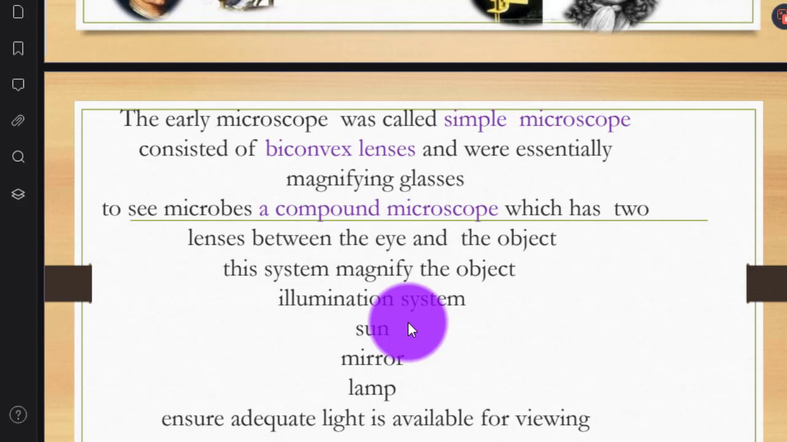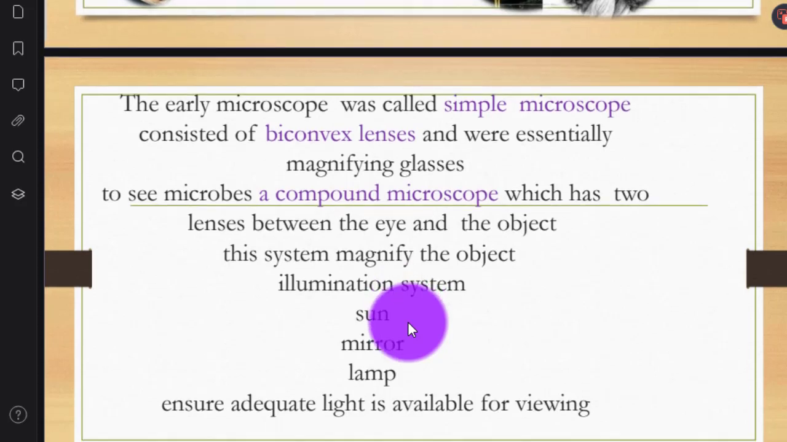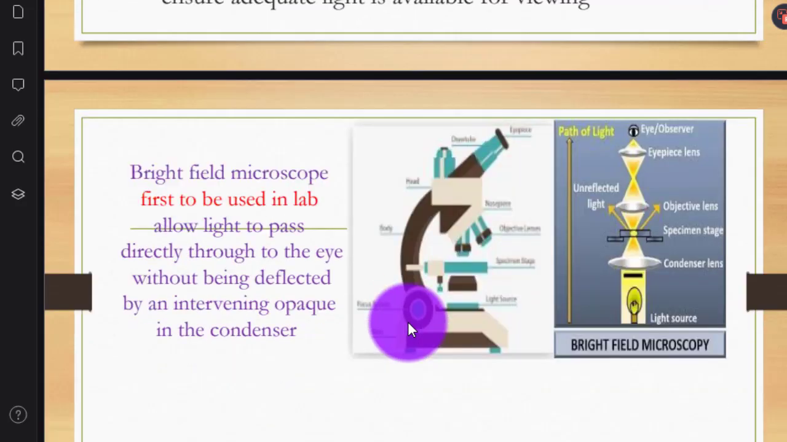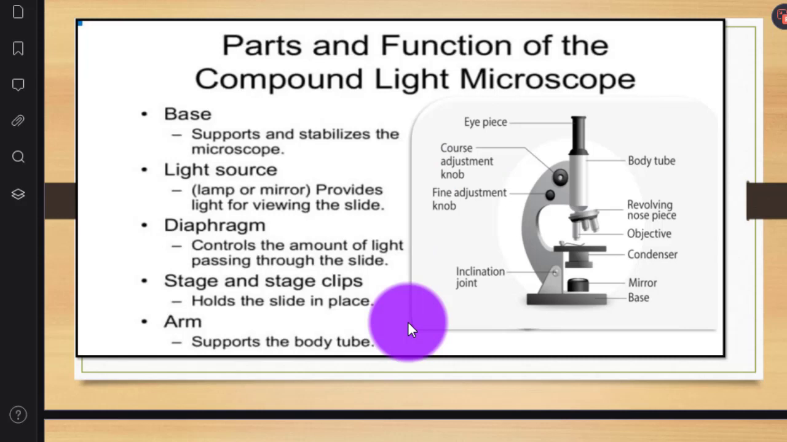The illumination system, either the sun, the mirror, or the lamp, a source of light, ensures adequate light is available for viewing. The light microscope is also called the bright field microscope, because of the illumination by the light, to differentiate it from the dark field microscope. The bright field microscope, the first to be used in the lab, allows light to pass directly through the eye without being deflected by an intervening object in the microscope.